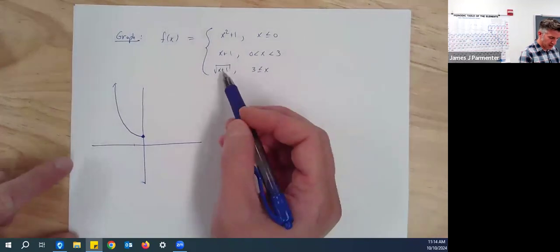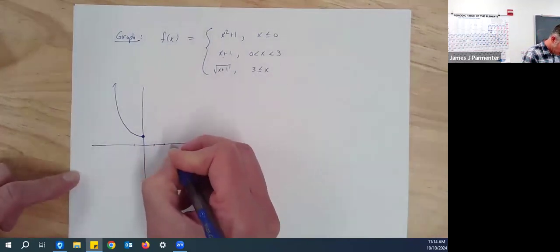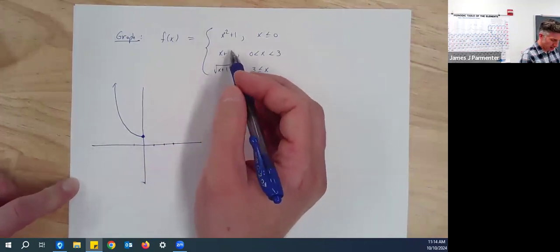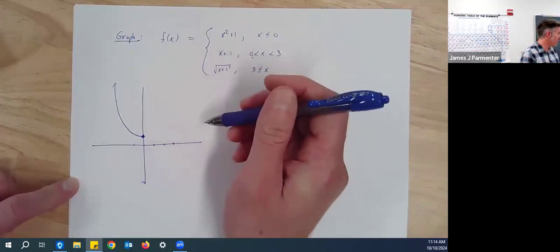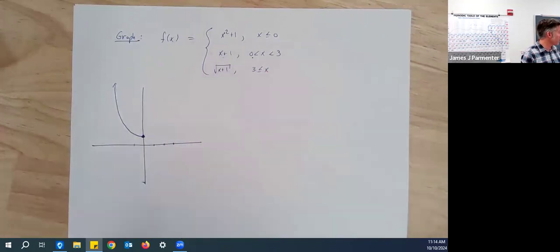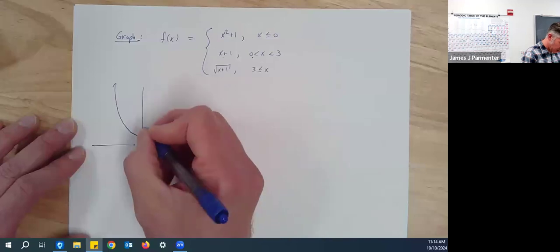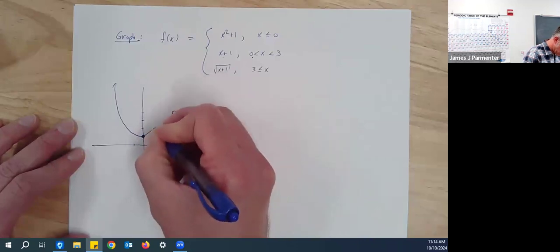Moving to the middle piece here, where x is between 0 and 3, I know that it's a straight line, right? It's y equals x plus 1. And if x could be 0, I would get y equal to 1. So fortunately, I already have that point there. So they're going to meet up perfectly. And then if x could be 3, I would get y equal to 3 plus 1, which is 4. And I don't quite get that. I have an open circle at 3, 4.